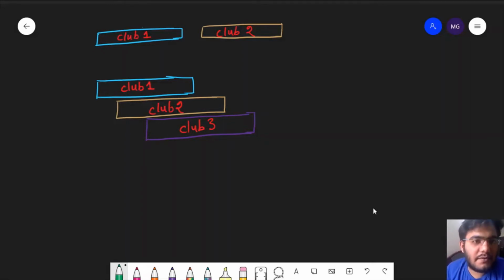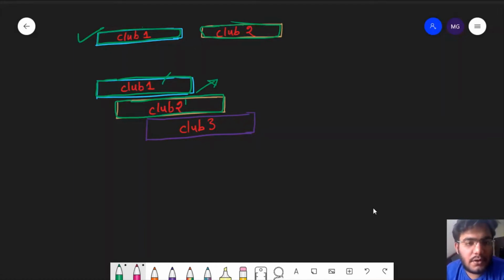Suppose that we have an interval of club 1, and this is the interval of club 2. If these two intervals do not intersect, then nothing is required to be done. That is, no union operation is required in this case. But suppose there is an interval of club 1 and also an interval of a student of club 2, and these two are intersecting. Then a union operation between club 1 and club 2 is required, because the students of club 1 as well as club 2 are required to have the same dress.